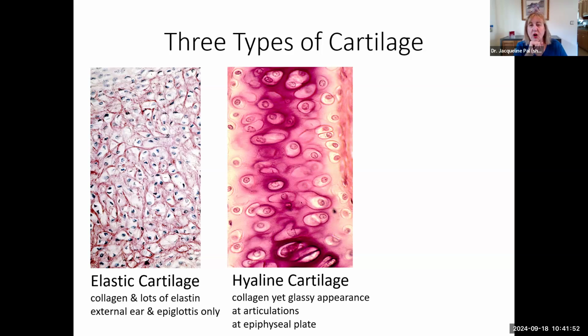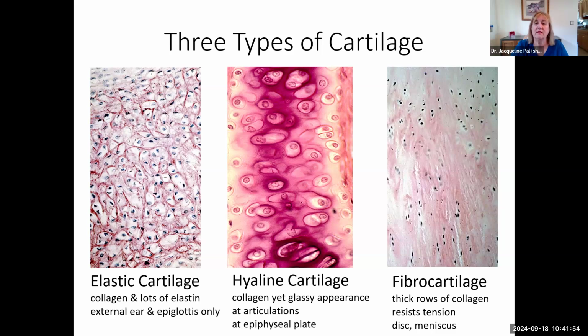The third type of cartilage is known as fibrocartilage. So look, once again, we have the cells and each cell is in its own little private hot tub. So did you notice that for all 3 types of cartilage? But what's unique about this one is you see thick rows of collagen. So this one has tons and tons of collagen, giving it even more strength. And so this is the type of cartilage that's in your meniscus and in your discs between your vertebrae.